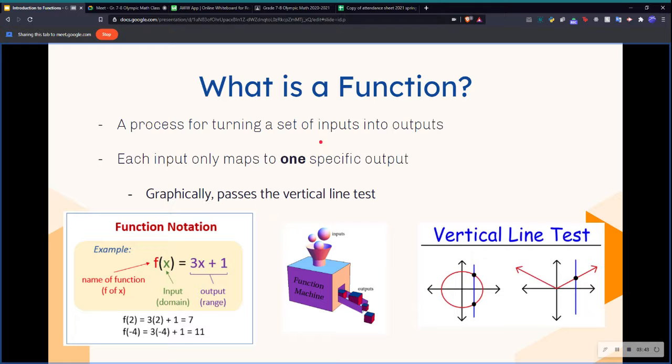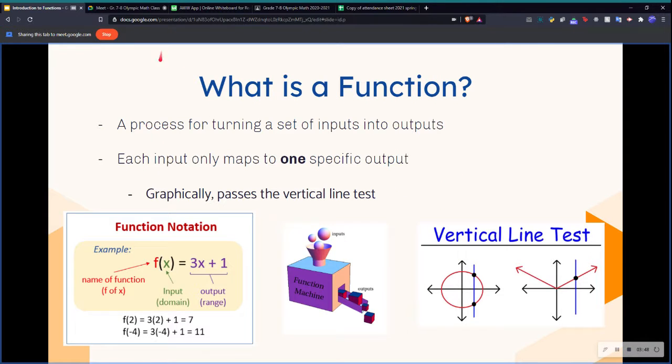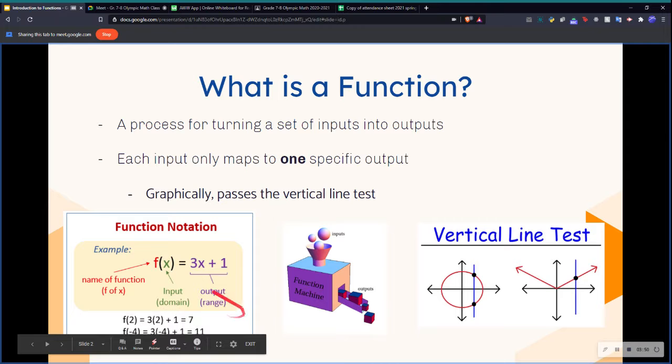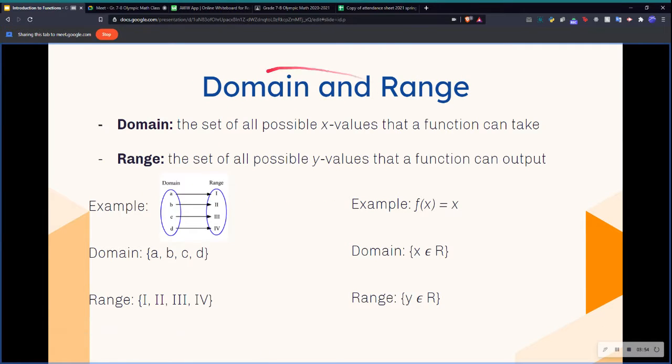Okay, so now let's go to the next slide. Let's cover domain and range. In this picture, they call the input the domain and the output the range. What do these mean? Okay, so domain and range. Let's look at the domain first. Domain is the set of all possible x values that a function can take.